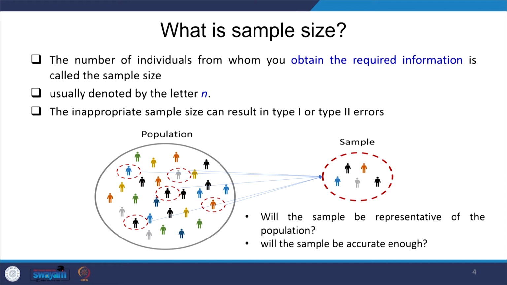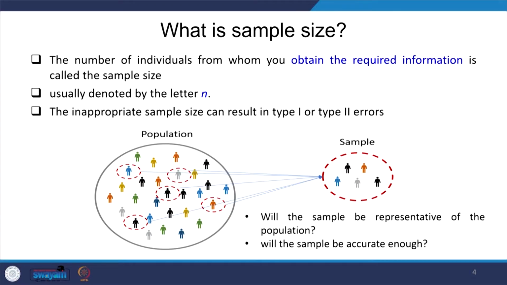Let us come to the discussion of what sample size is. This is basically the number of individuals from whom we obtain the required information, and this is usually denoted by the letter small n. The capital N refers to population size. The estimate from the sample, that is from the small n, leads to certain approximation for the large segment, and that is why sample size matters.